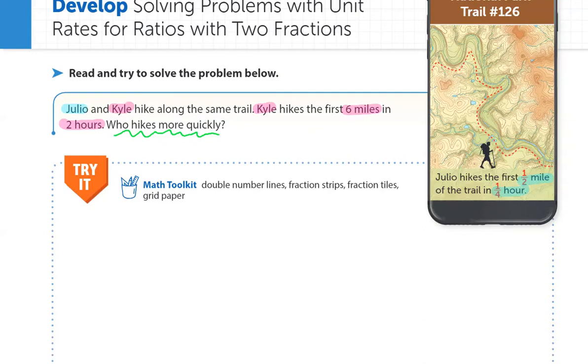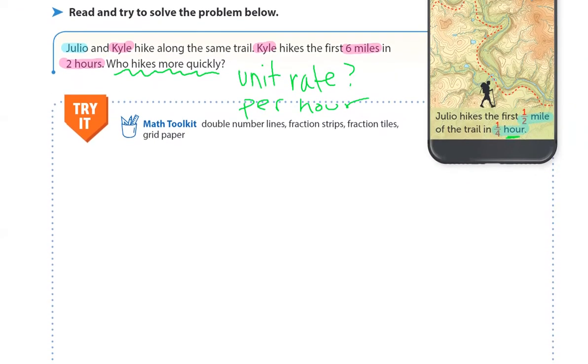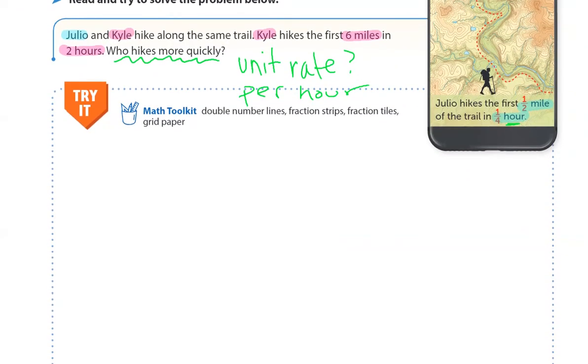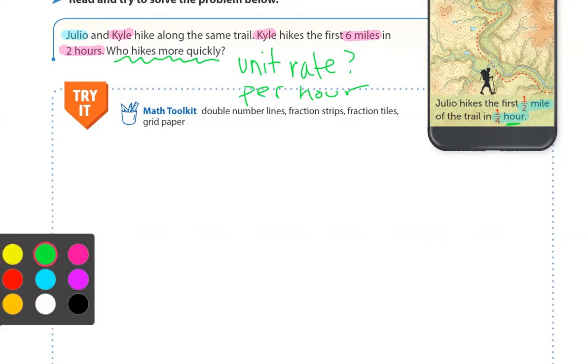So we want to find the unit rate here. The unit rate, and that's going to be per hour because our time is hours. We don't want to know how many hours per mile. We want to know miles per hour. That just makes more sense, right? So we're just going to create a unit rate for each of these and then compare them.